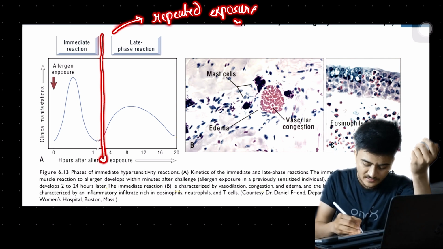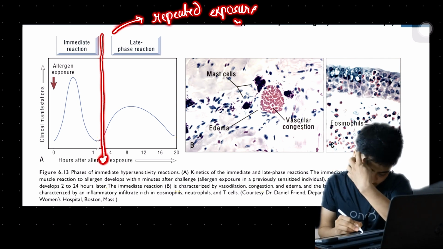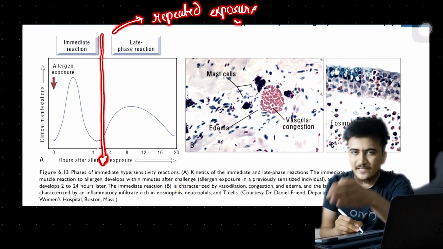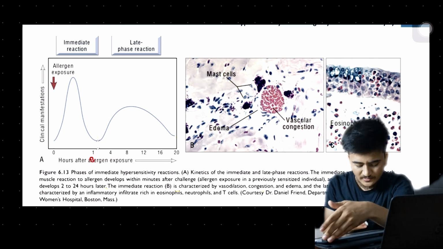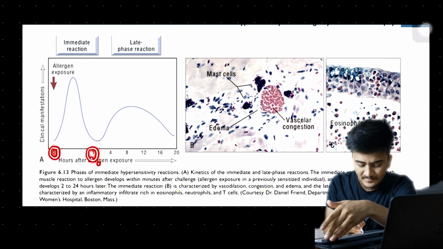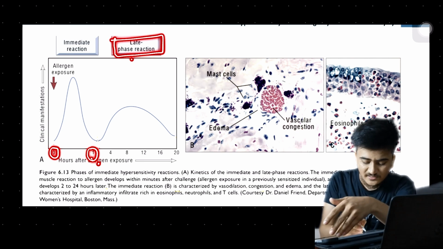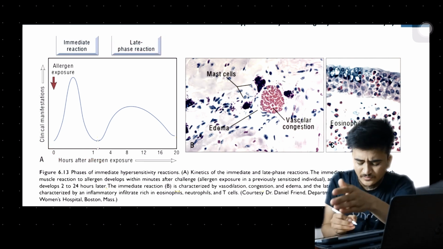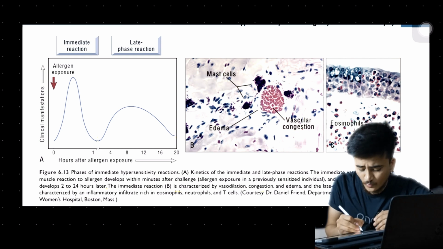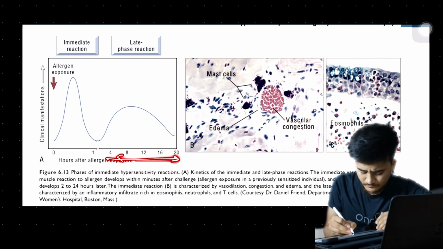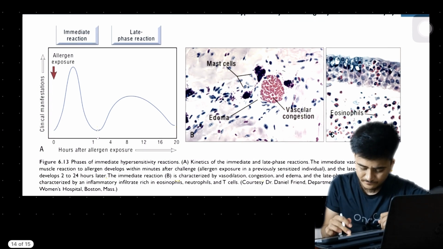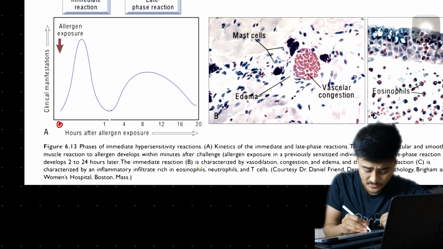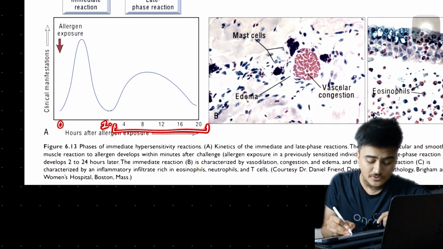What does immediate mean? Immediate response means the response that we will see from the time of entry of antigen into the body till 1 day. You can see it is the entry and it is day 1. And what is the late phase reaction? The reaction taking place after 1 day, during the duration of 2 days.